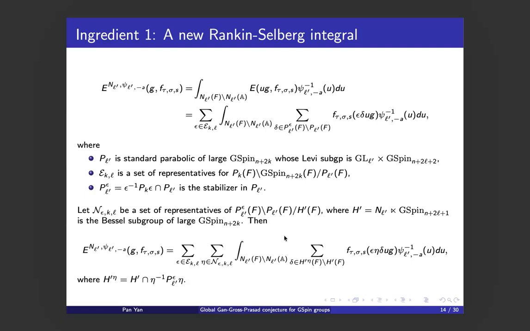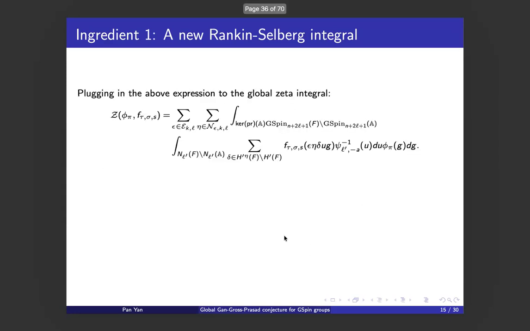So now we can plug in this formula to the global zeta integral so that we arrive at the following expression, and we interchange the summation with the integration to get the following expression over here.